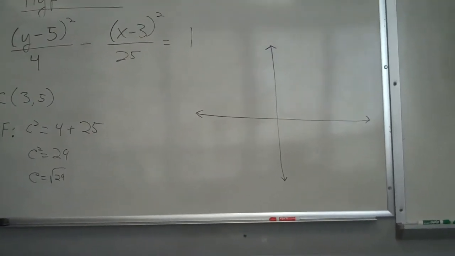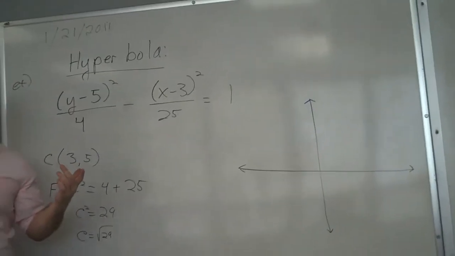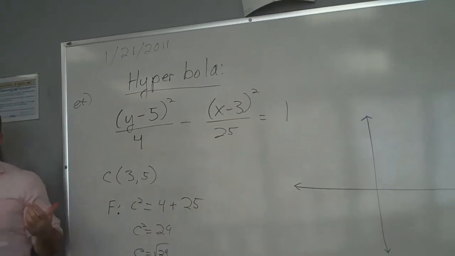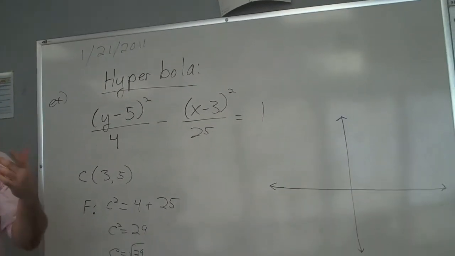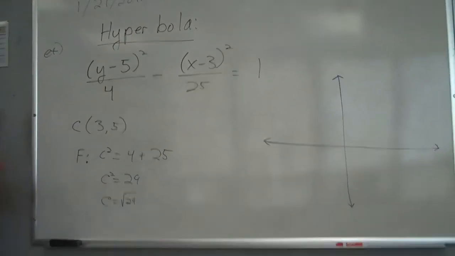You have to know 1, 4, 9, 16, 25, 36, 49, 64, 81, 100, 121, 144, 169, 196, and 225.